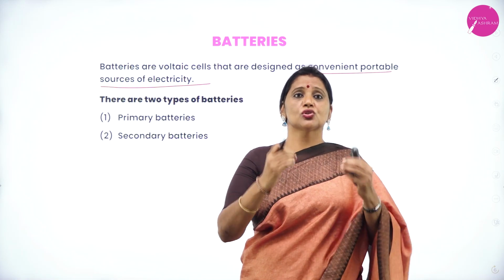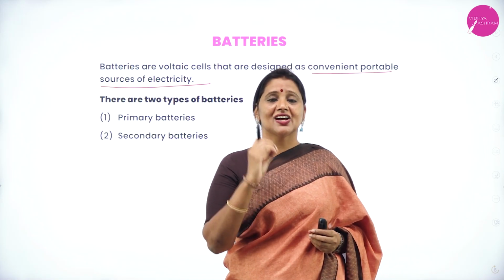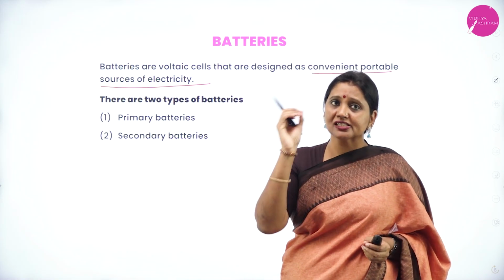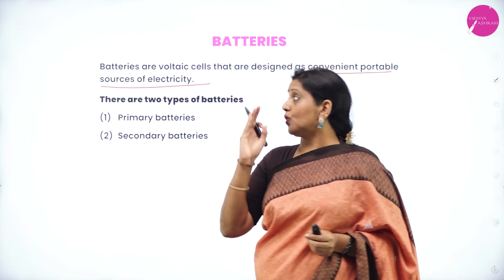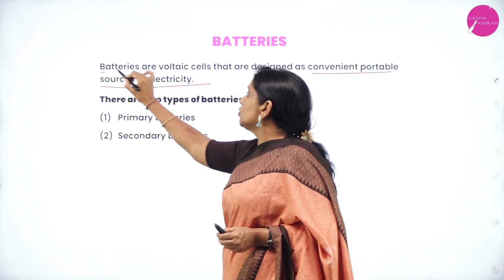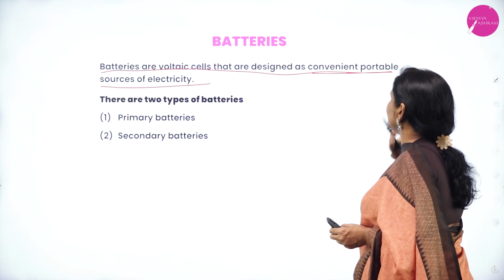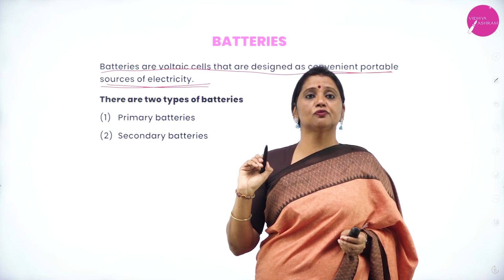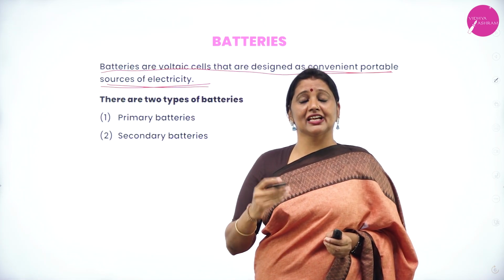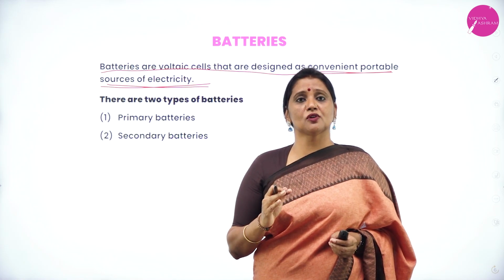The portable source of electric current or electricity is called what? Batteries. Batteries work as galvanic cells as well as what? Voltaic cells. Therefore, batteries are voltaic cells that are designed as convenient portable sources of electricity. Convenient portable sources of what? Electric current.